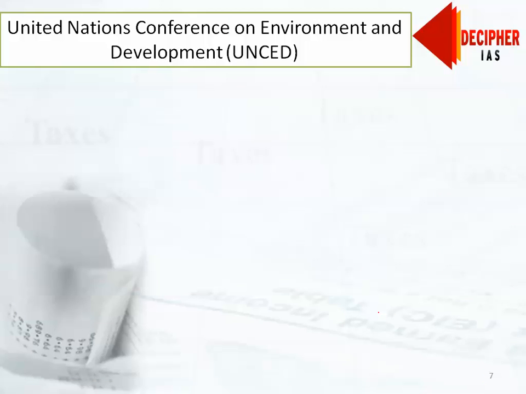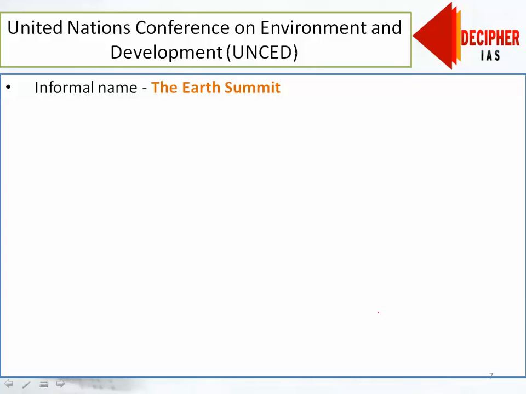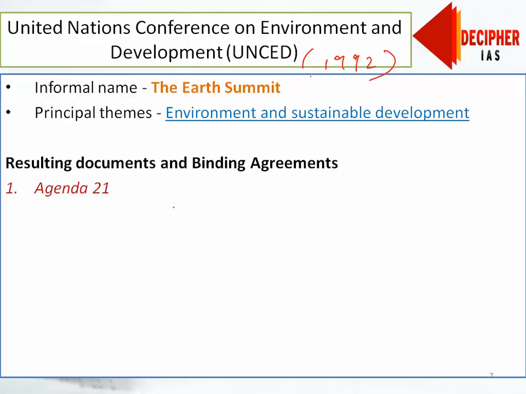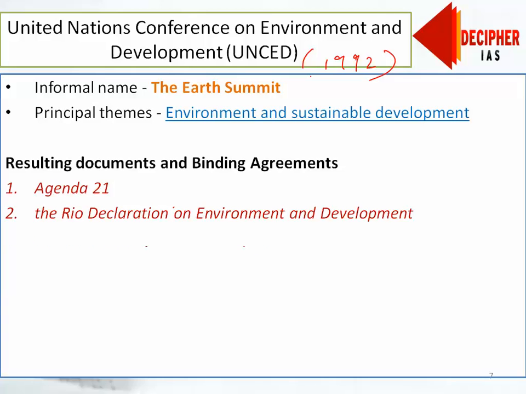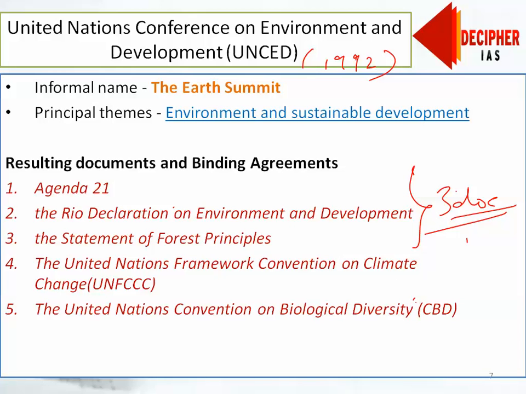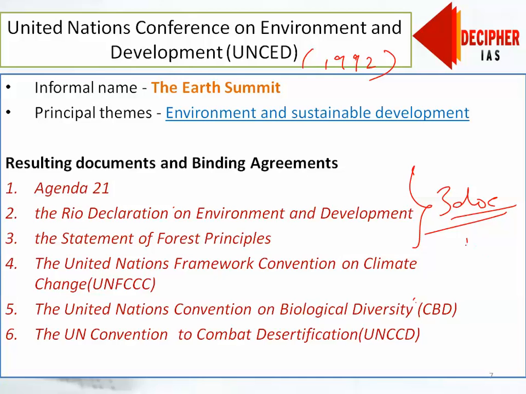Fine. So coming to the UNCED, United Nations Conference on Environment and Development. It is alternatively called Earth Summit, which happened in 1992. It is one of the landmark summits in which different documents and conventions were signed. First of all, Agenda 21, Rio Declaration on Environment and Development, and Statement of Forest Principles. These are the three documents which were adopted in this conference. Then UN Framework Convention on Climate Change, UN Convention on Biological Diversity, and UN Convention to Combat Desertification. These three were the conventions which were adopted, or agreements which were signed in this conference. Fine. So 3 documents and 3 conventions were the outcome of this Earth Summit.